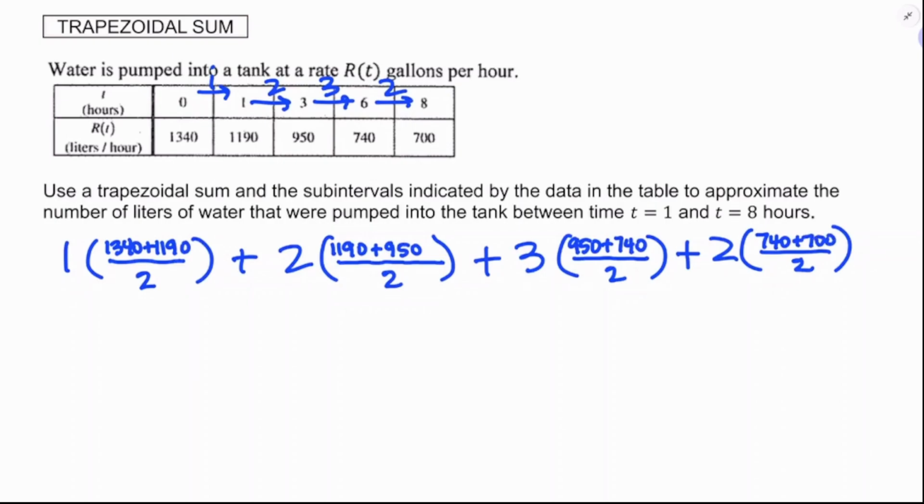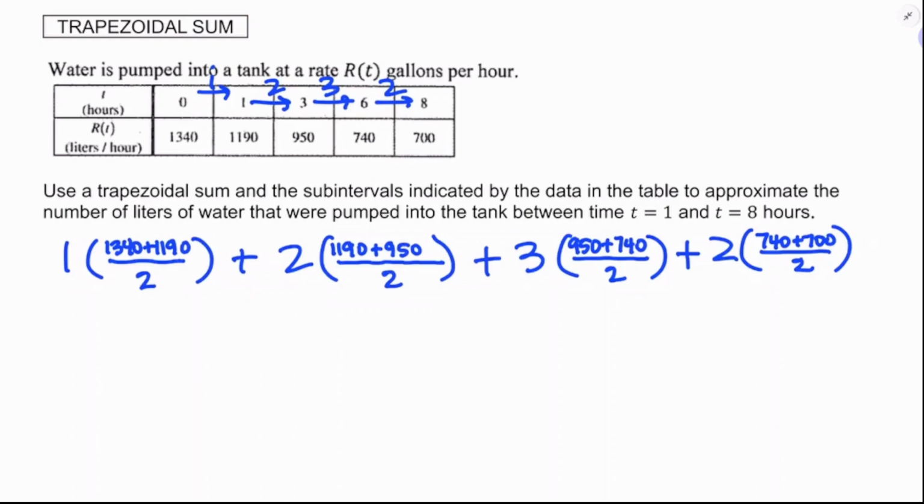And this is nice because it takes into account all of the function values in the table rather than just all but one, right? If we used a left Riemann sum or a right Riemann sum, we would necessarily be ignoring one of these values from the table. So this is a trapezoidal sum approximation for the number of liters of water, which we could find by taking the integral of r of t between t equals 0 and t equals 8.